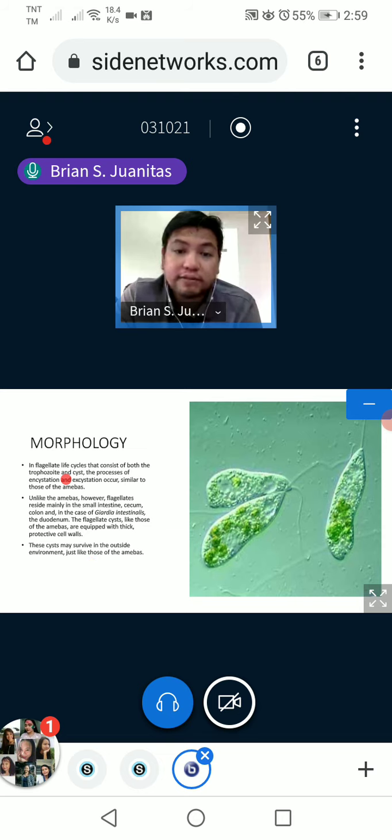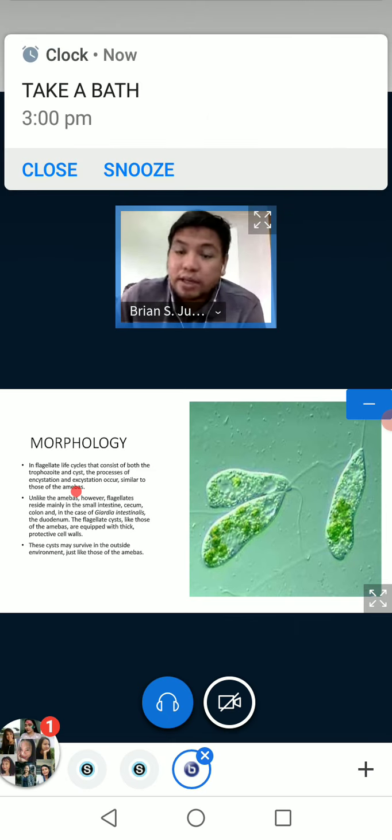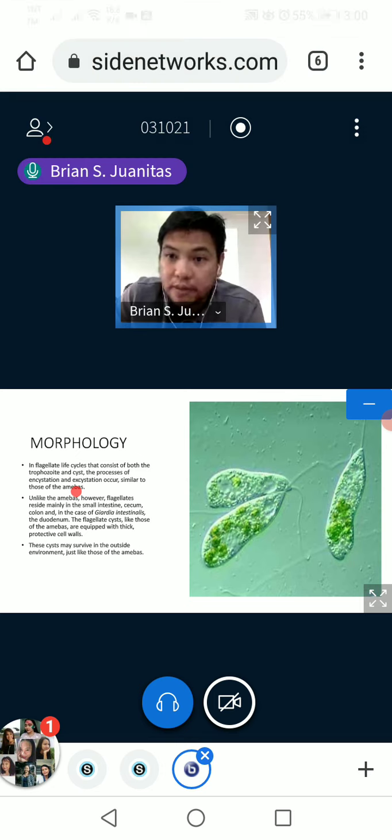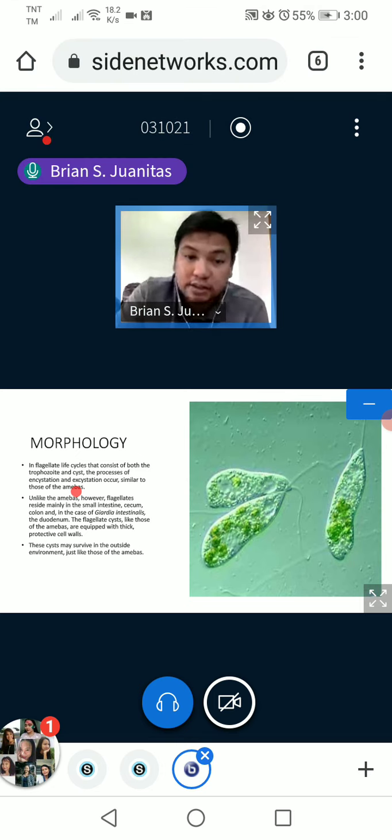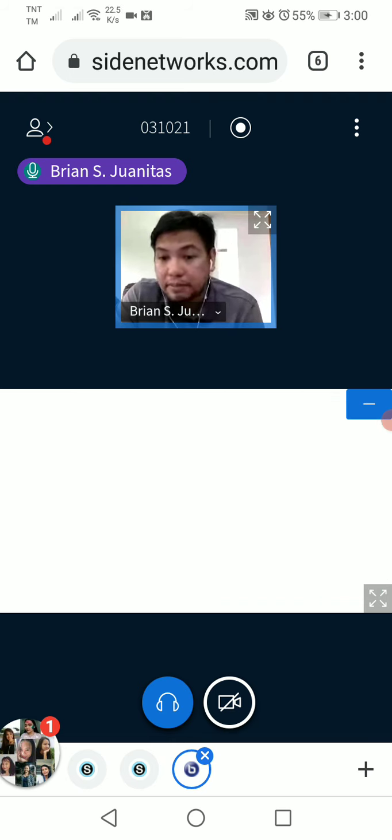So in flagellates life cycle that consists of both trophozoites and cysts, the process of encystation and excystation occur, similar to those of the amoebas. Di ba? Pagpasok nakakuha ka ng cyst outside from contaminated food, and then you ingest it, it will perform excystation. Magiging trophozoite siya sa katawan. Ilalabas siya ng katawan naman, and then the trophozoite will undergo encystation. Magiging cyst siya ulit. Okay? To survive from the outside environment. This cyst may survive in the outside environment just like those of amoebas. Okay?